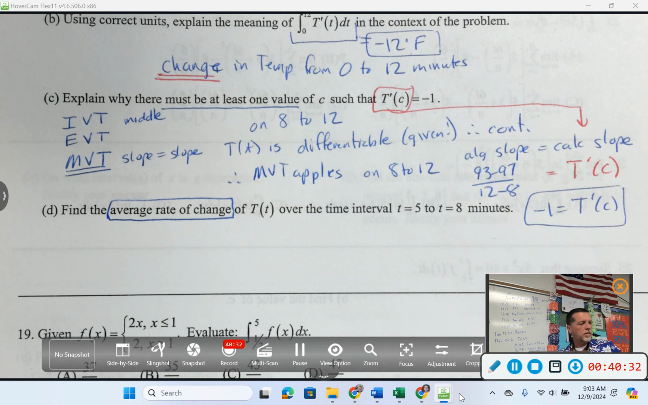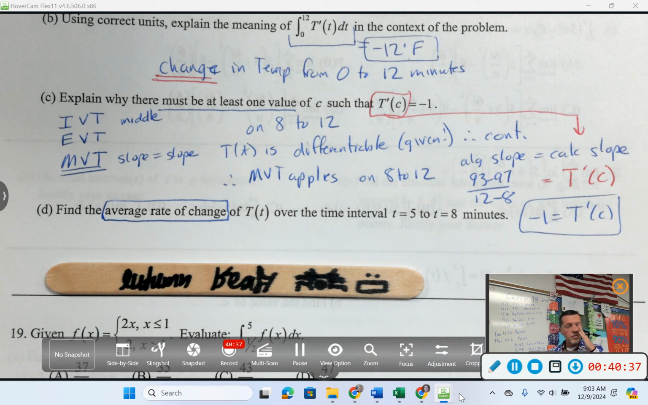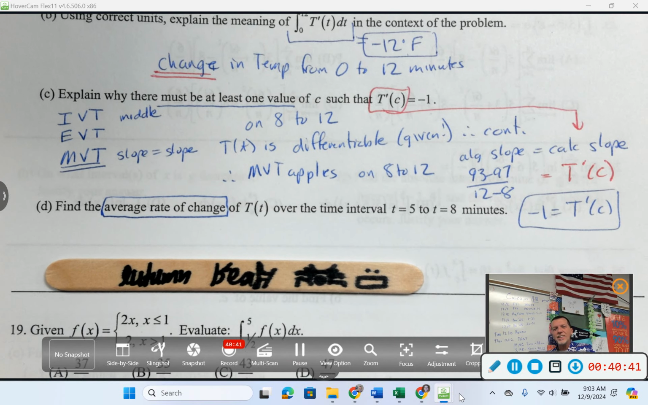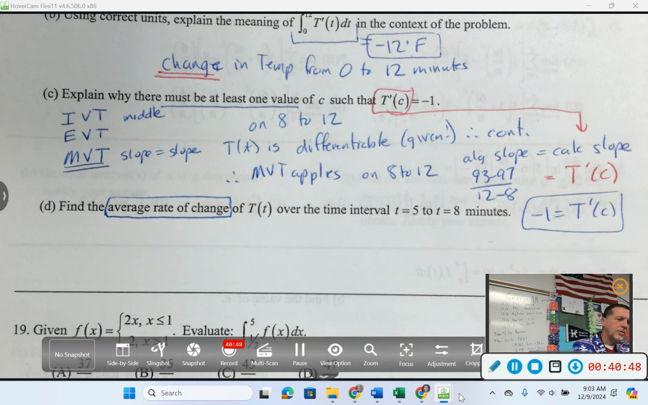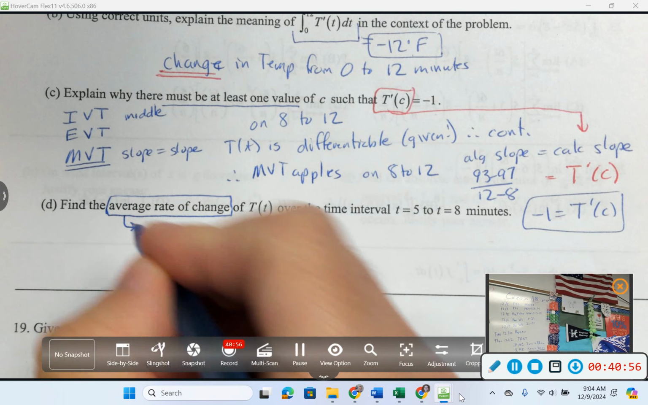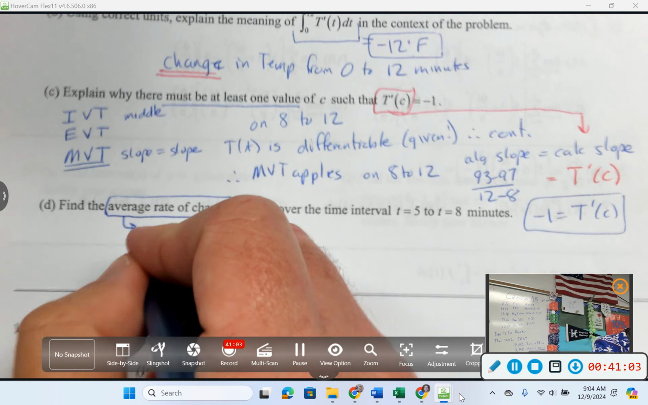Part D. This is like a throwback question here. Average rate of change? How do we find that? You take the top minus the bottom. Top minus top over bottom minus bottom. What's the word that I'm usually associating with average rate of change? Algebra slope. Slope, but algebra slope, not a prime, not a derivative.